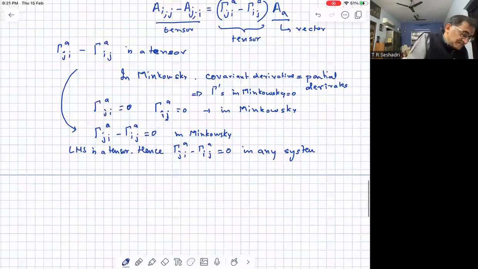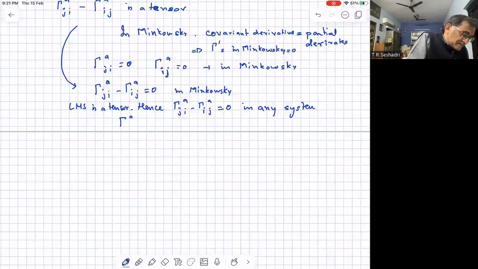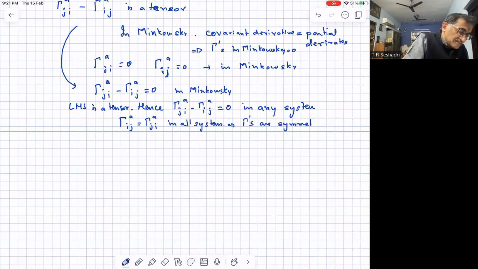Now, what does this mean? It means gamma aij is equal to gamma aji in all systems. This implies gammas are symmetric. They are not tensors, but they are definitely symmetric in the lower two indices. You get the point? Yes.